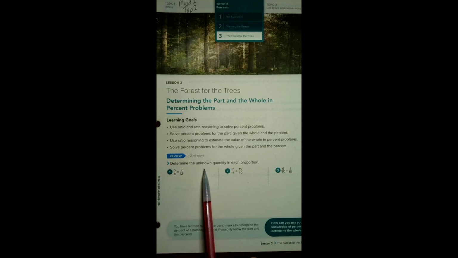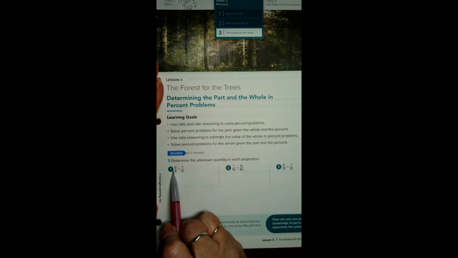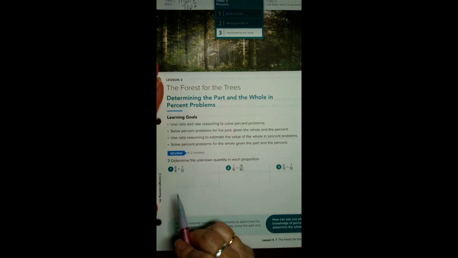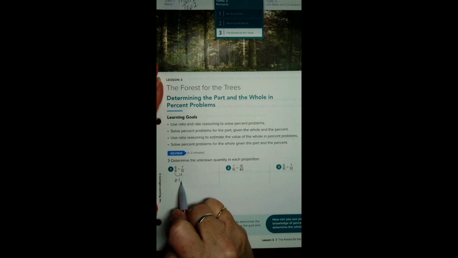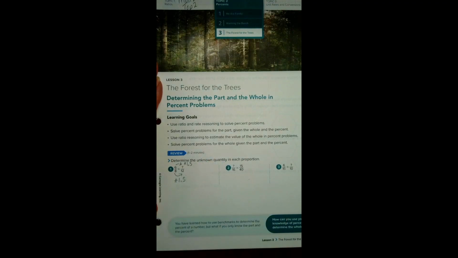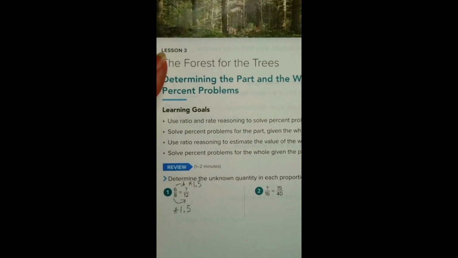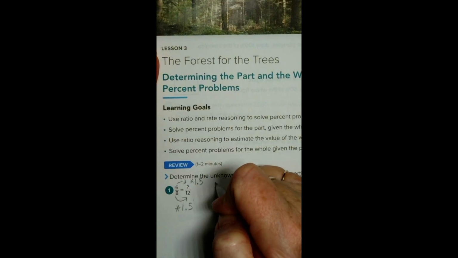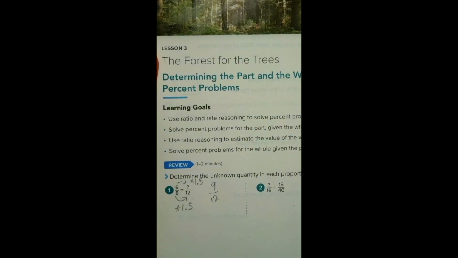So quick review, determine the unknown quantity in each portion. So we are wondering how is 6/8 equivalent to something over 12. So how do you go from 8 to 12? That would be 8 times 1.5. So then in the numerator we're doing the same thing, 6 times 1.5. So 6 times 1 gives us 6, and then half of 6 is 3. Add those together. So that equals 9. So 9/12 is the equivalent of 6/8.